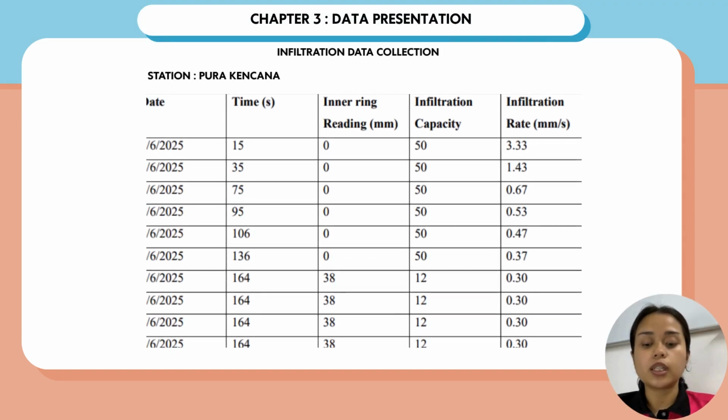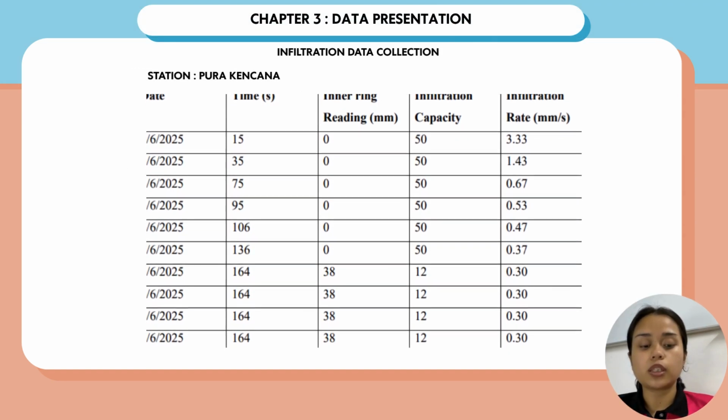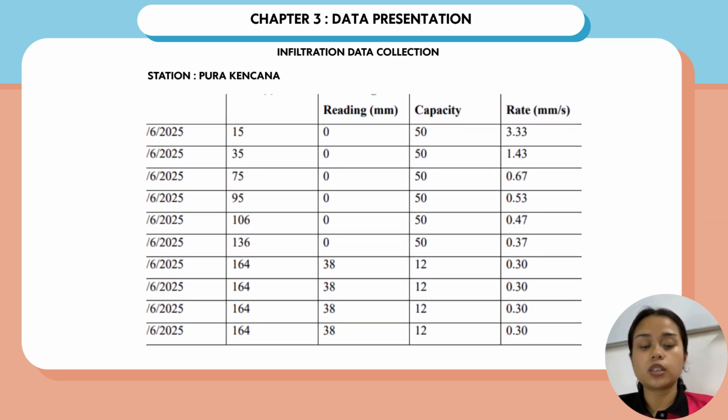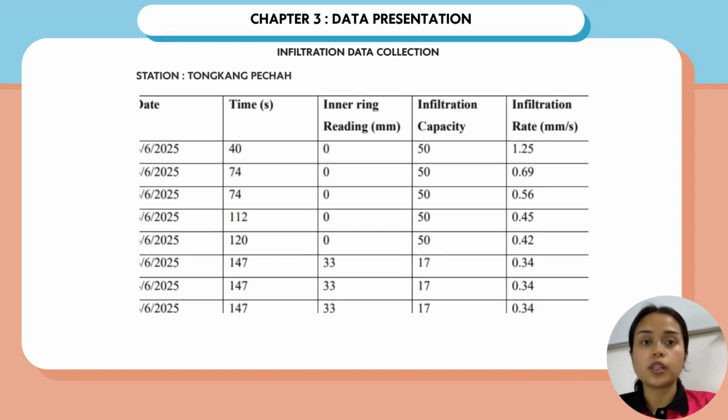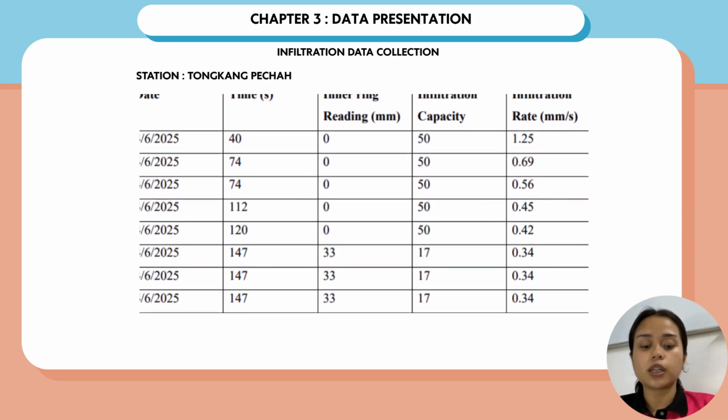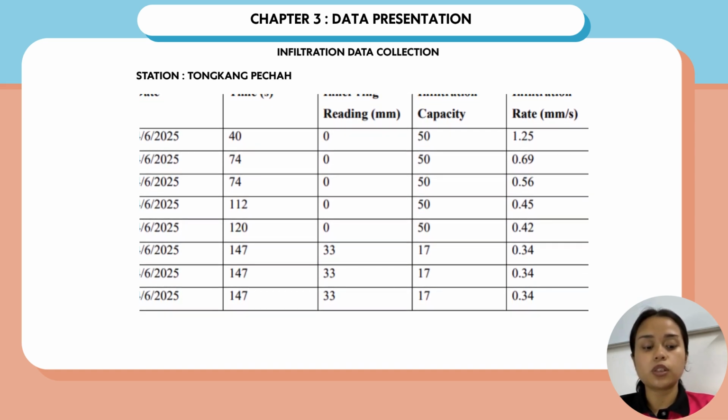At Pura Kencana, the constant reading time is 164 seconds, which the entering reading is 38 mm and the infiltration rate is 0.30 mm per second. For the last location for infiltration data collection, the constant reading time is 147 seconds, which the entering reading is 33 mm and the infiltration rate is 0.34 mm per second. That is all from me.